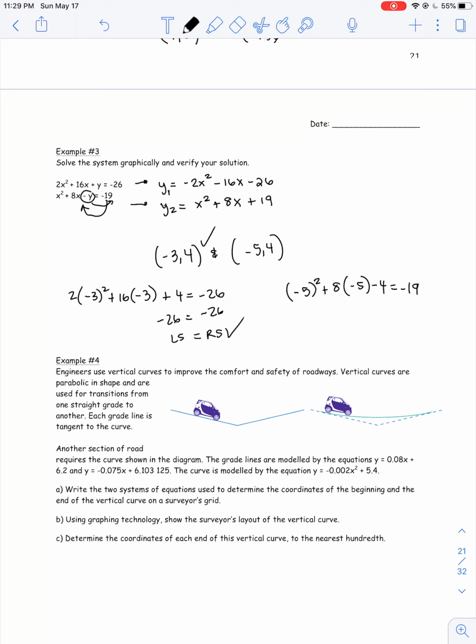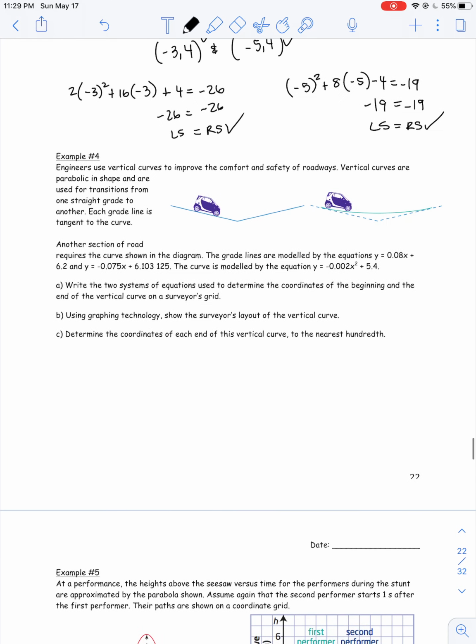So in this case, we're seeing if we plug in -5 for x and 4 for y, does it equal -19? Yes, it does. So -19 equals -19. Left side equals right side. So this point works as well. So that is just verifying your solution.